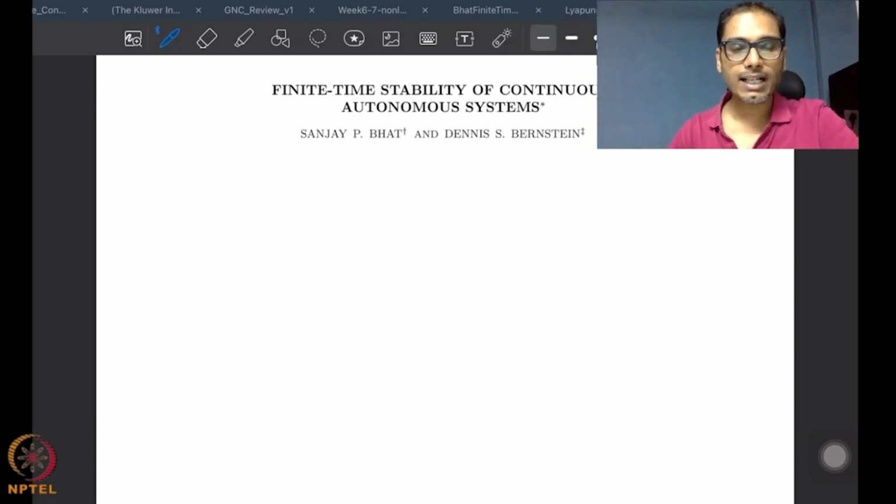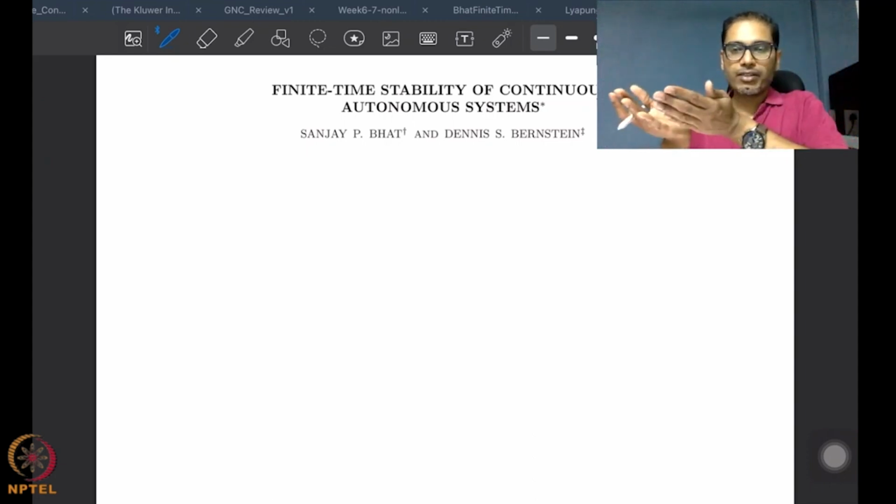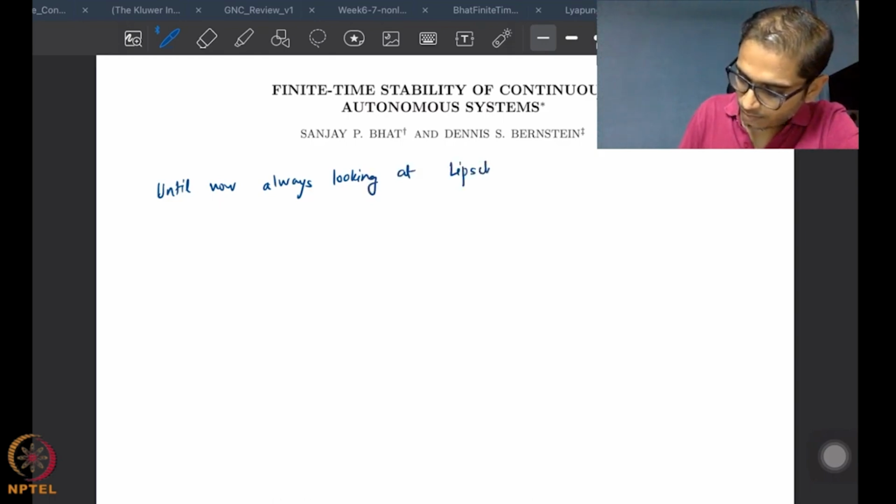Before we even start talking about finite time stability, we want to understand a few differences between the kind of systems we were looking at before versus the kind of systems we are looking at now. Until now, we were always looking at Lipschitz dynamics. What is Lipschitz dynamics?